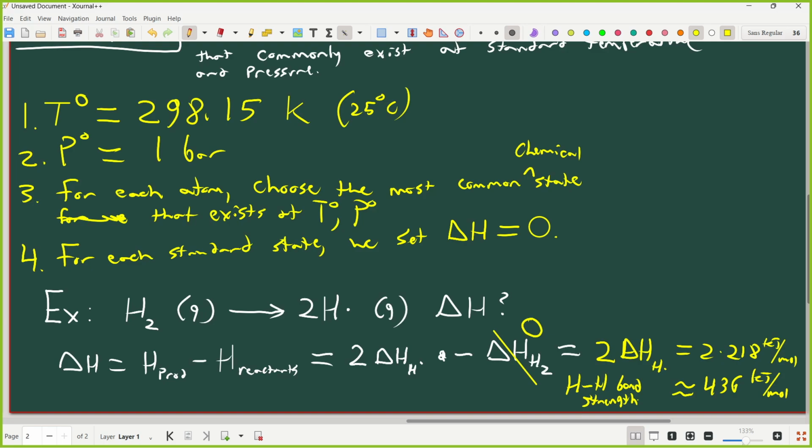Right? So that's an endothermic reaction, right? You have to put energy in, and you have to put in 436 to break that bond.